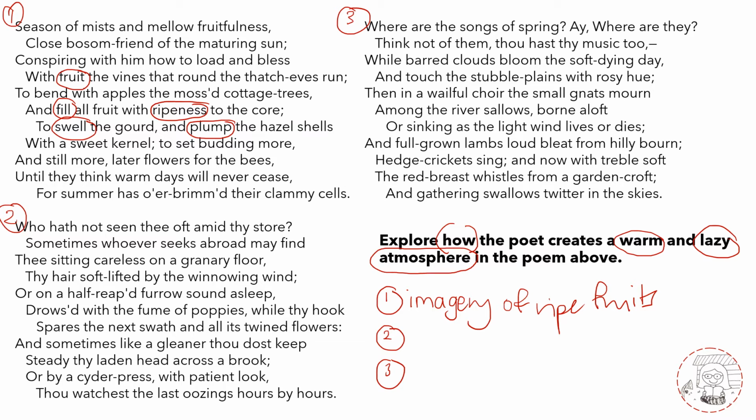My second point, I want to pick something based on the second stanza, and in the second stanza, the biggest, most obvious literary device is personification. Specifically, the poet personifies autumn as a woman. And how does this relate back to a warm and lazy atmosphere? Look at what the woman is doing. She's sitting carelessly on the floor.